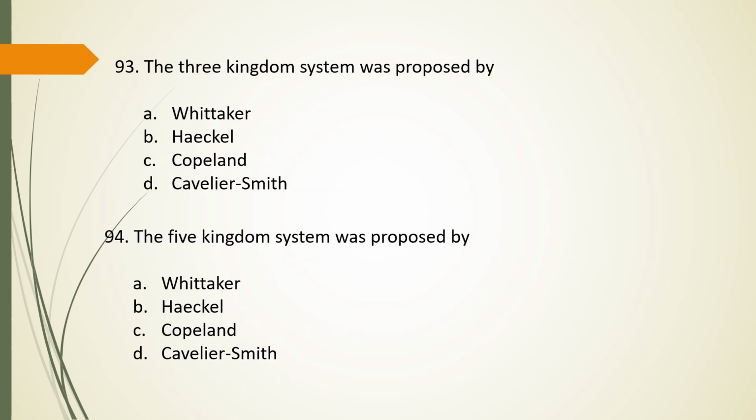Question number 93. The three kingdom system was proposed by option A Whittaker, B Haeckel, C Copeland, D Cavalier Smith. The correct answer is option B Haeckel. Question number 94. The five kingdom system was proposed by option A Whittaker, B Haeckel, C Copeland, D Cavalier Smith. The correct answer is option A Whittaker.